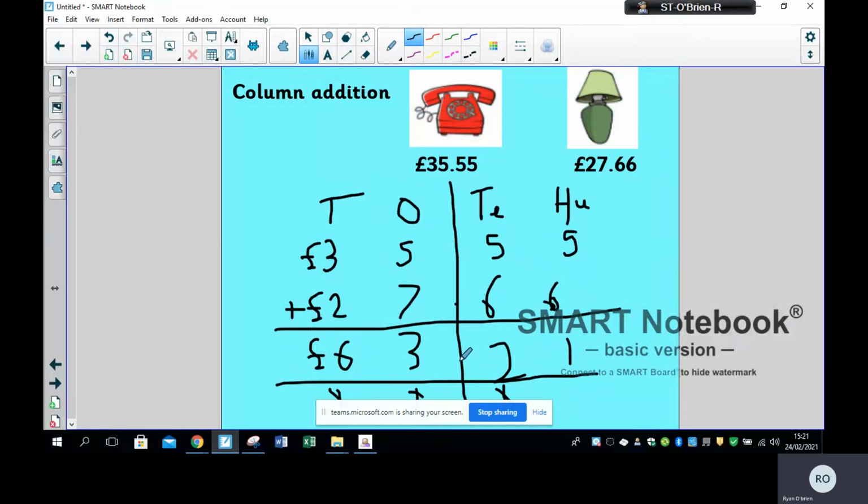So that's what you're doing today. We can already do this. Just make sure you follow the process. Exchange your tens for 1 of the next place, and you'll be fine.